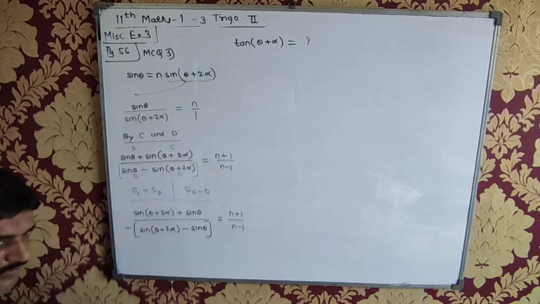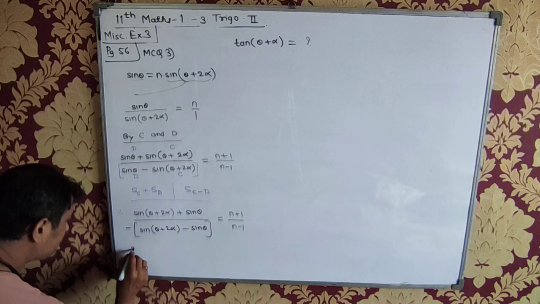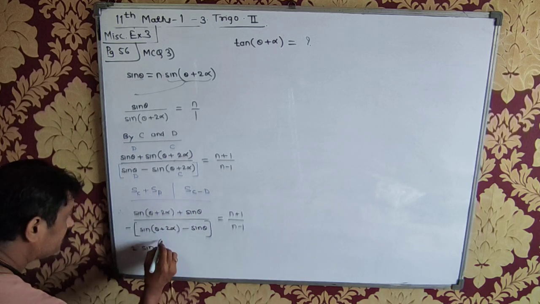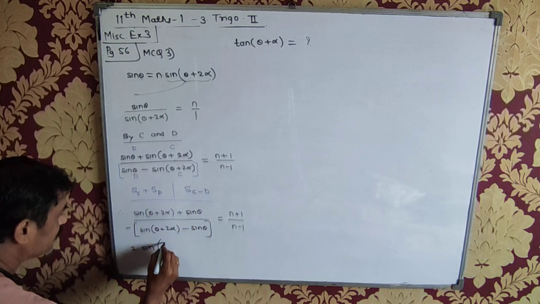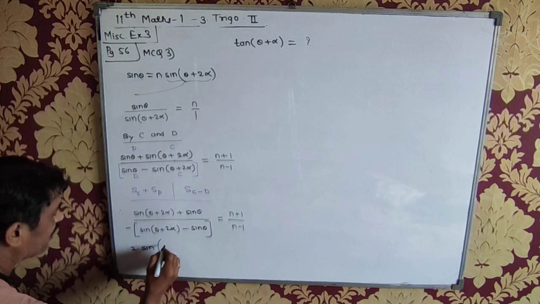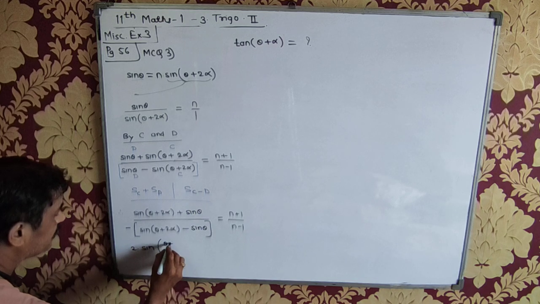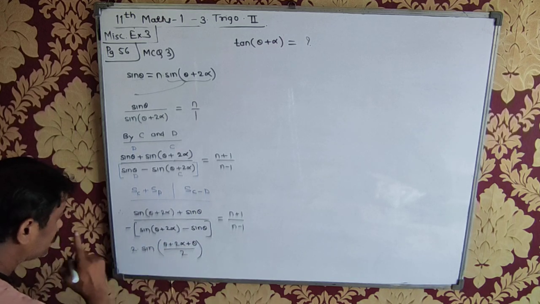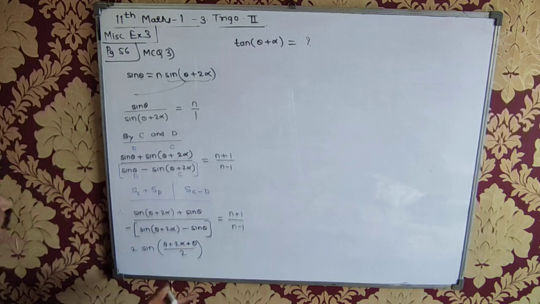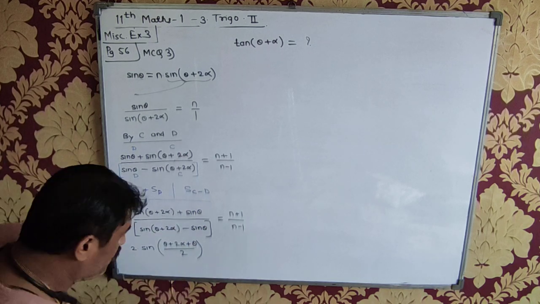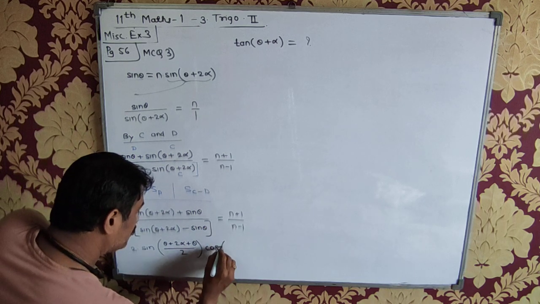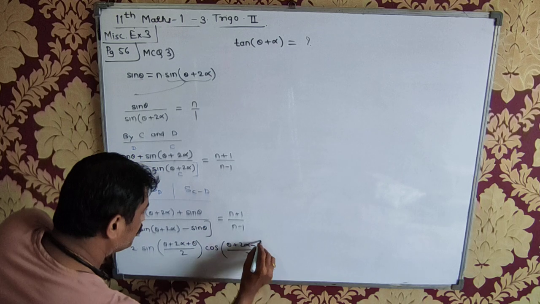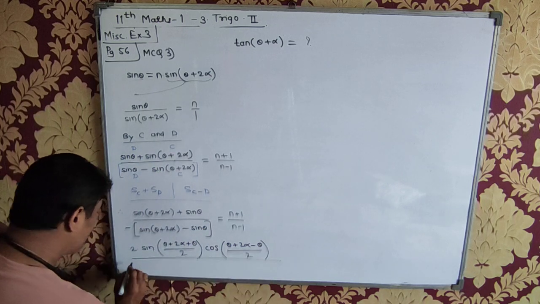Sin C plus sin D: 2 sin of (C plus D) by 2, that is theta plus 2 alpha plus theta, which is 2 theta plus 2 alpha, by 2. Then 2 sin of (C plus D) by 2 cos of (C minus D) by 2, cos, tell me, theta plus 2 alpha minus theta upon 2, divided by minus 2.